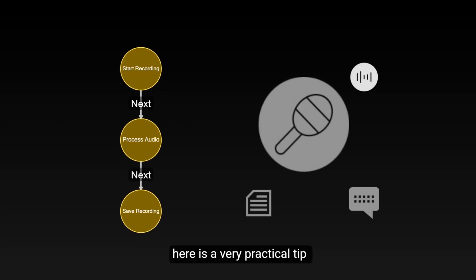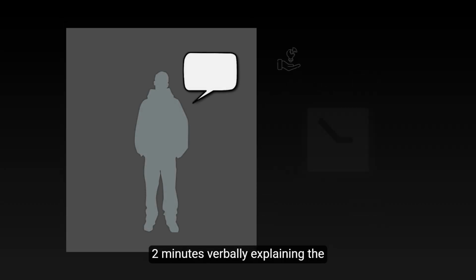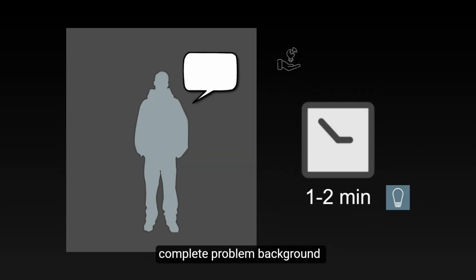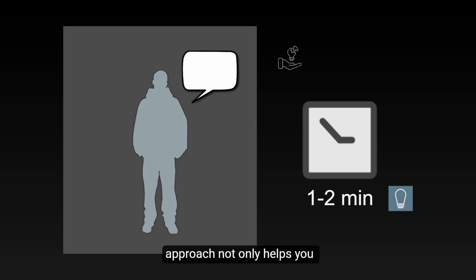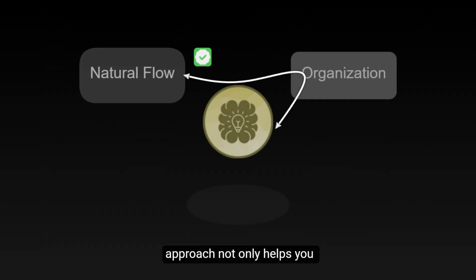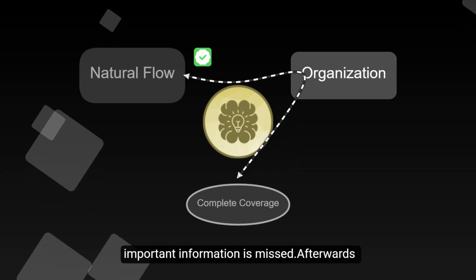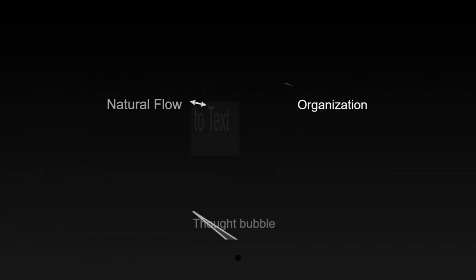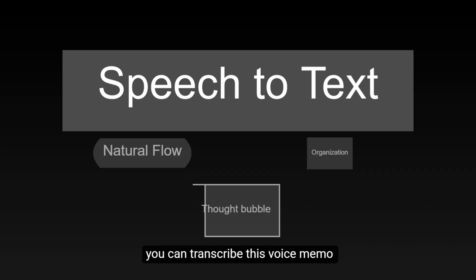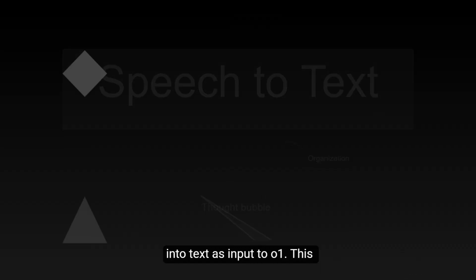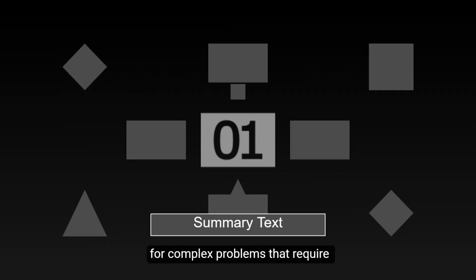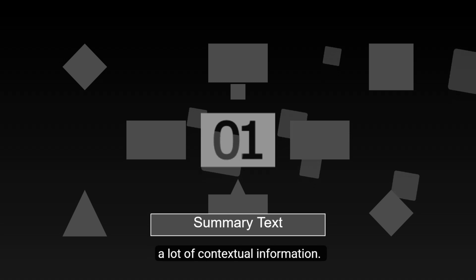Here is a very practical tip to make this process more convenient. Use voice memos. You can spend 1 to 2 minutes verbally explaining the complete problem background, just as you would to a colleague. This approach not only helps you organize your thoughts more naturally, but also ensures that no important information is missed. Afterwards, you can transcribe this voice memo into text as input to O1. This method is particularly suitable for complex problems that require a lot of contextual information.